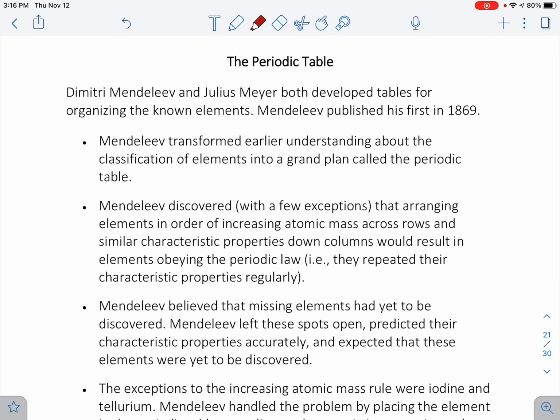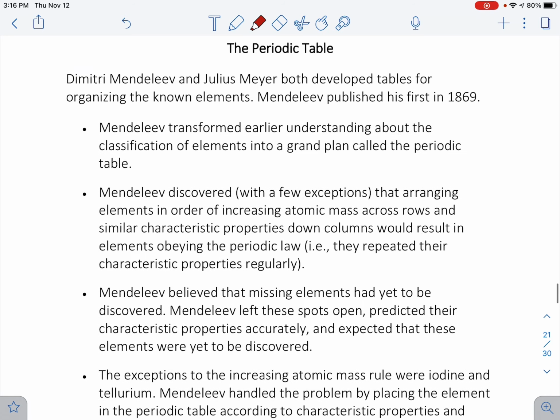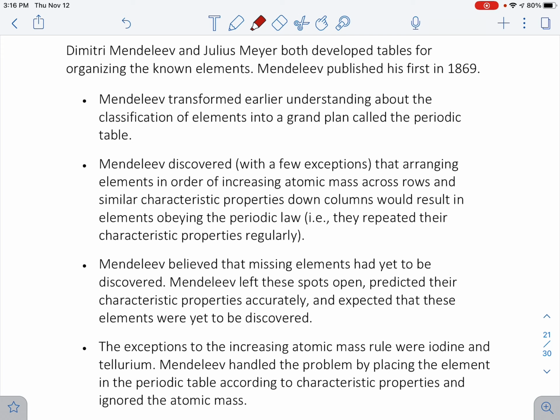The periodic table was developed by Dmitri Mendeleev and Julius Meyer, and both developed tables for organizing the known elements. Mendeleev published his first, and that made him sort of the go-to name of the periodic table. He took the earlier classification of elements and put them into a bigger idea called the periodic table.